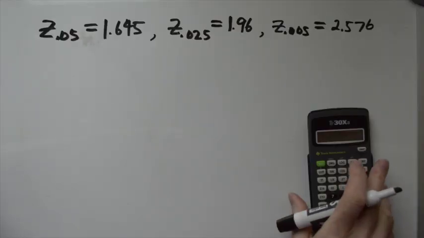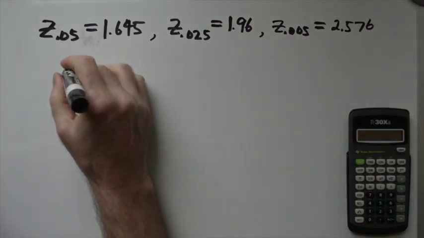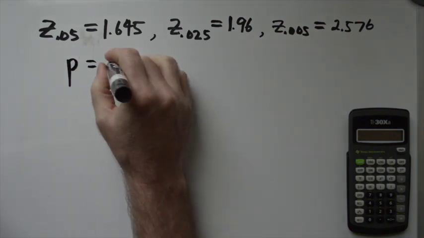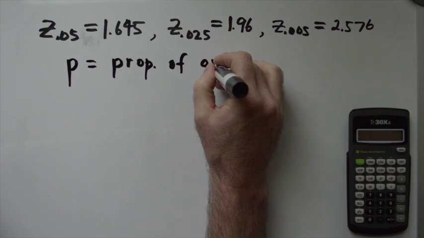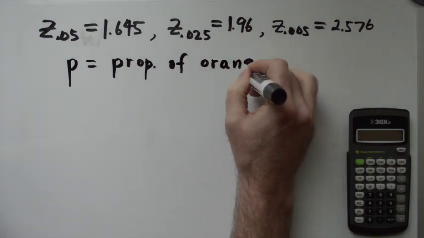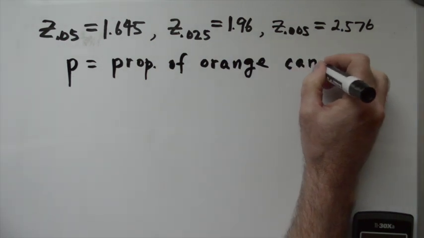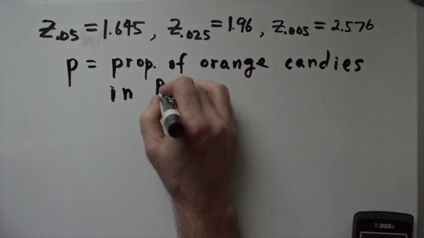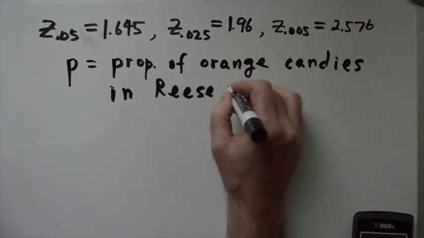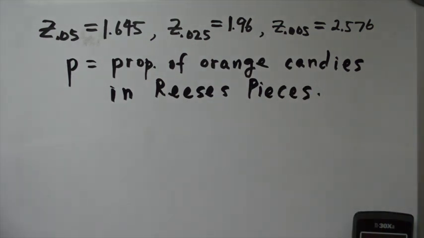All right, so for this first problem, we're going to want to do a sequence of confidence intervals for proportion P. Now, what is that proportion? P is the proportion of orange candies in Reese's Pieces.